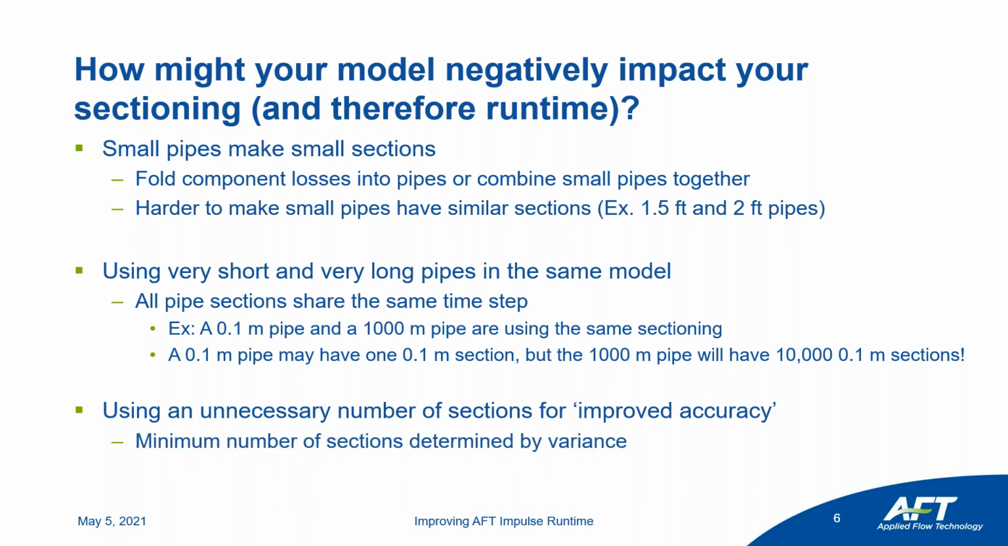Usually that minimum number of sections will be determined by a variance. That variance is if we took a 1.5 foot section and put it into a 2 foot pipe, we have to round that into an integer number of sections. How that varies from the calculated number of 2 divided by 1.5, that'll determine how many sections are required in your system. So it's accounted for in that sectioning process.